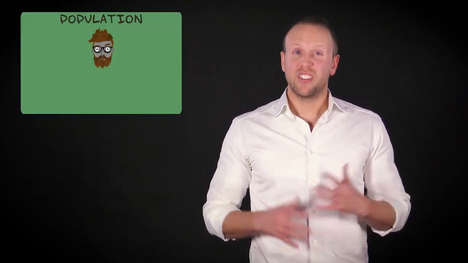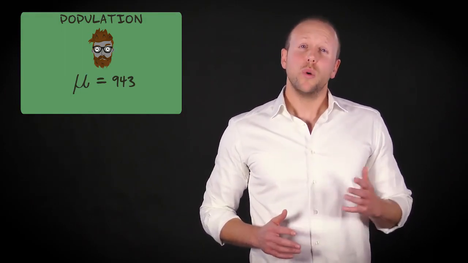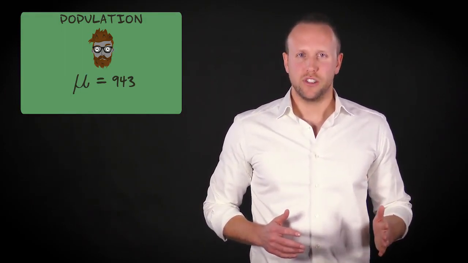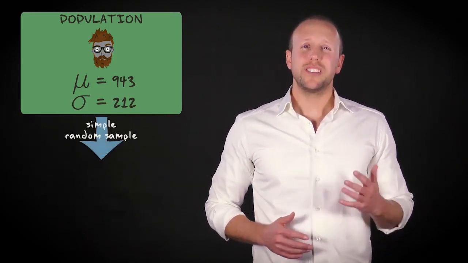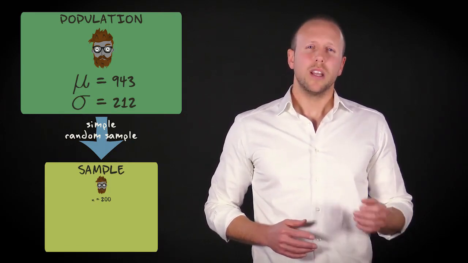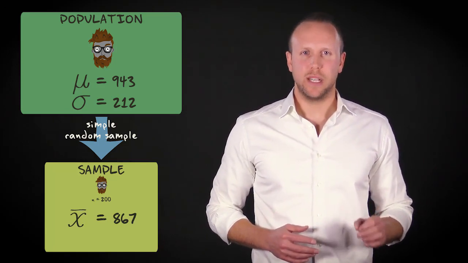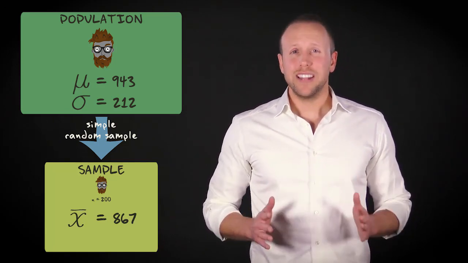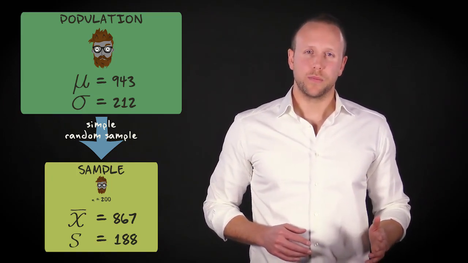Assume we know that in the entire population, the mean time hipsters have spent reading the book is 943 minutes. You also know that the population standard deviation equals 212 minutes. You have drawn a simple random sample of 200 respondents from this population. The mean reading time in this sample equals 867 minutes. The standard deviation in the sample is 188 minutes.